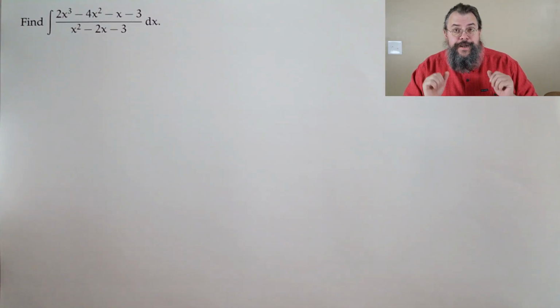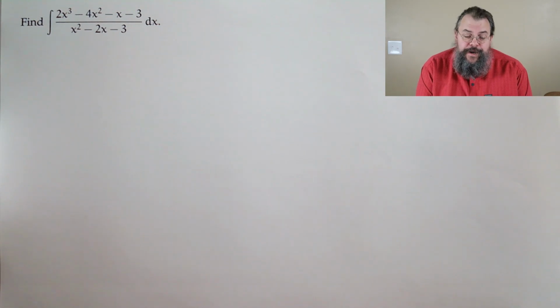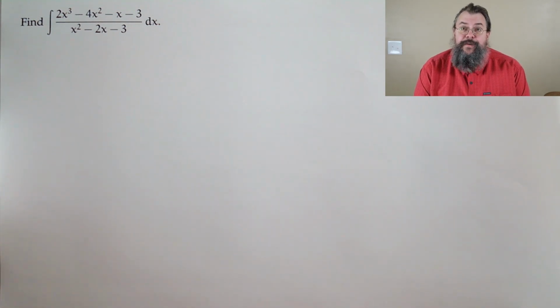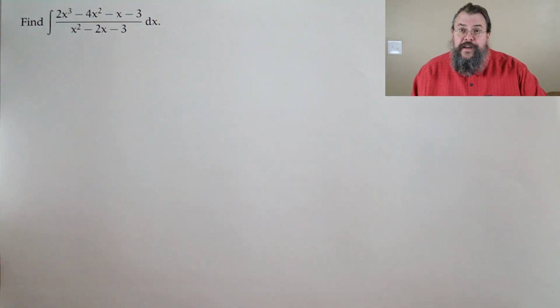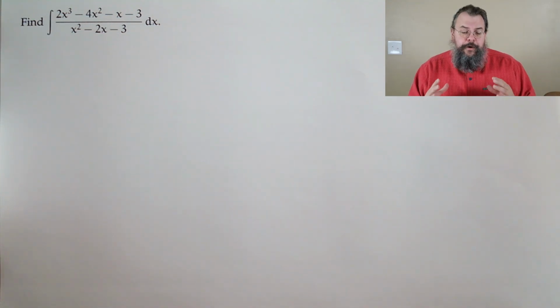Find the integral of 2x cubed minus 4x squared minus x minus 3 divided by x squared minus 2x minus 3. Okay, this is just another standard bread and butter partial fractions problem. Now, if we look at this problem, what do we see?